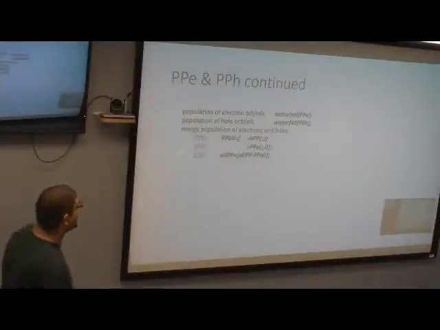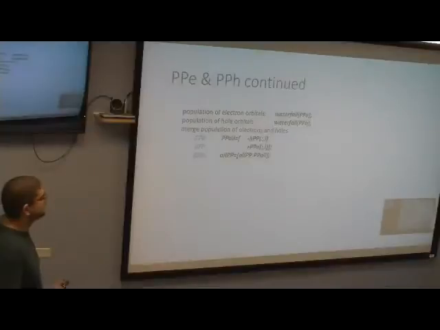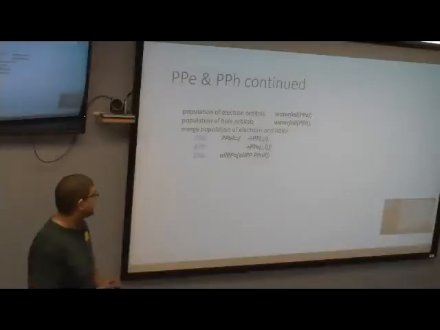Okay, and then this is just the code we're using to make the graph for PPE and PPH. Waterfall PPE, we're basically graphing the population of electron orbitals. Waterfall PPH, we're graphing the population of the hole orbitals. And the bottom 3 lines of code right here is what we're essentially using to merge the populations of the electrons and holes into one variable.